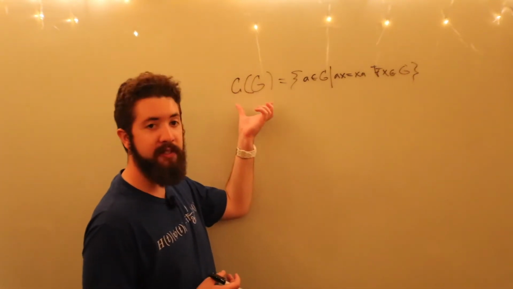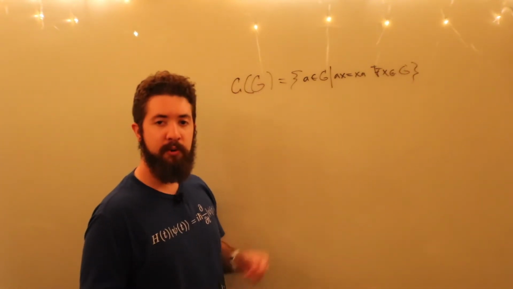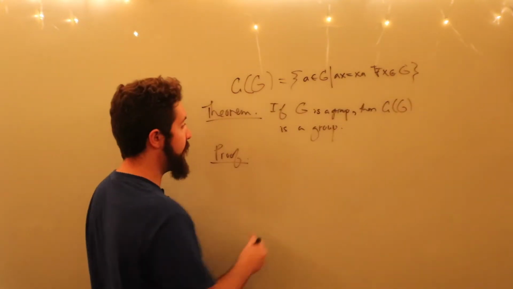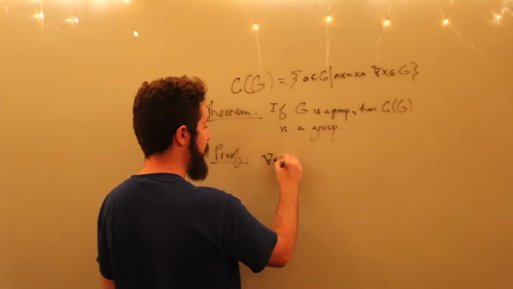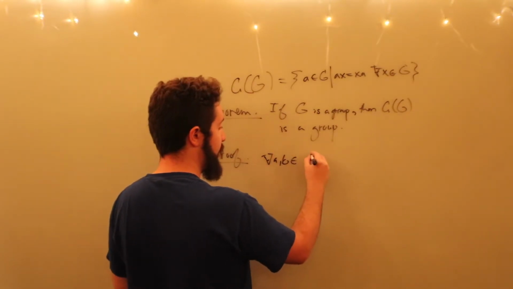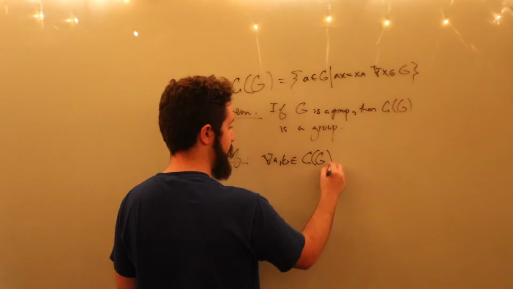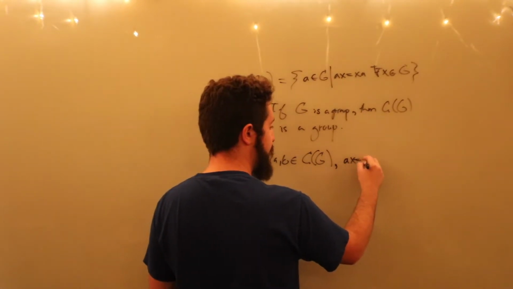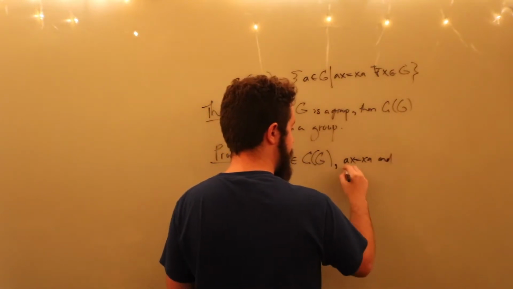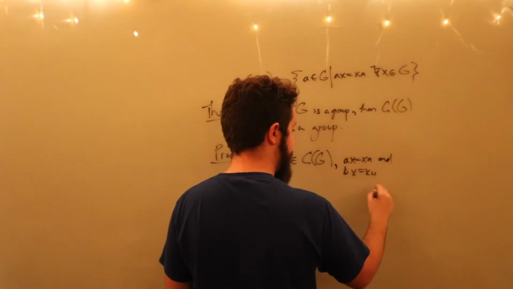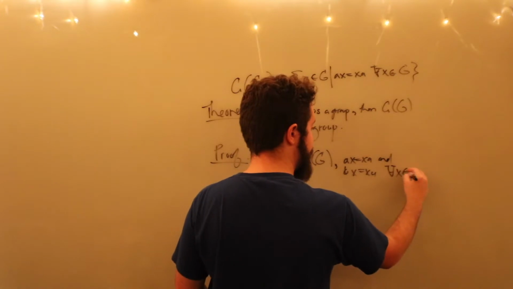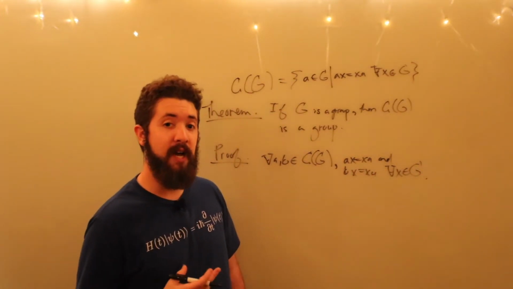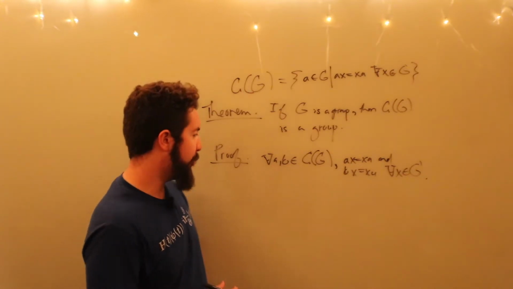And this is called the center of the group. Let's prove that it is indeed a subgroup of the group G. Now we know that for all A and B in the center, by definition, AX is equal to XA and BX is equal to XB for all elements X in the group G. It commutes with every element of the group G, even if G is not a commutative or abelian group.